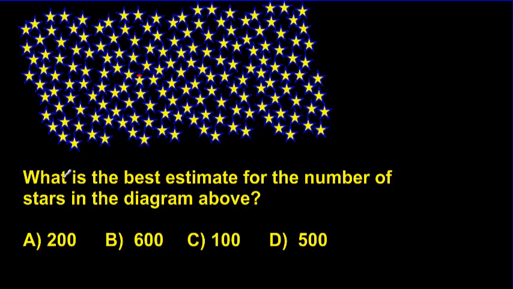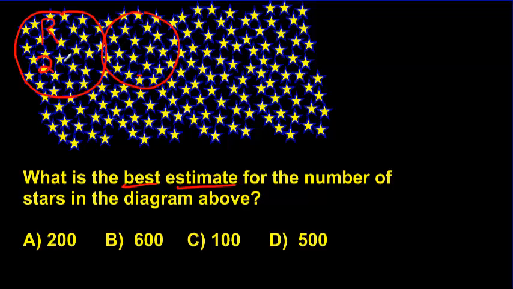Alright, we're back. So what is the best estimate for the number of stars in the diagram above? I'm going to use a referent of 25. 1, 2, 3, 4, 5, 6, 7, 8, 9, 10, 11, 12, 13, 14, 15, 16, 17, 18, 19, 20, 21, 22, 23, 24, 25. Okay, so the circle this big has about 25. So this is going to be my referent.